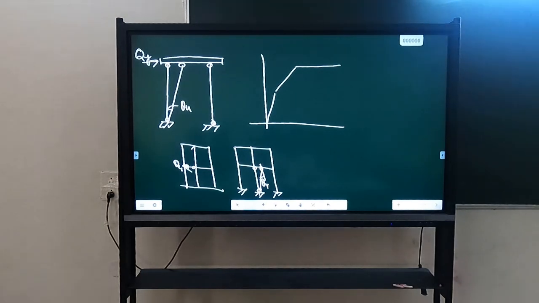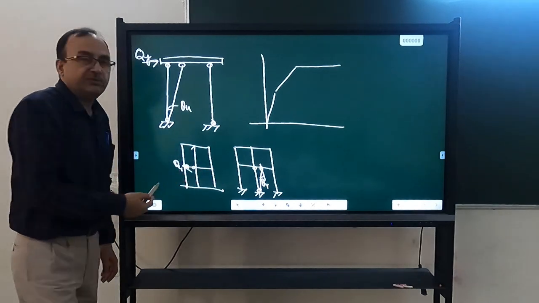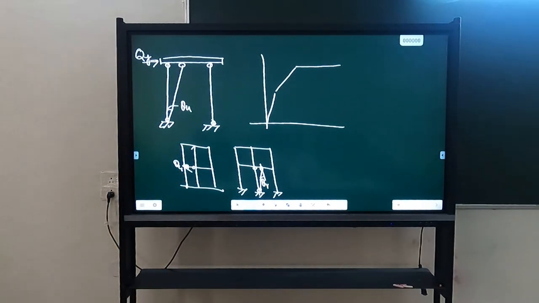Okay, so that's why we want strong column, weak beam, so that we get more depth.